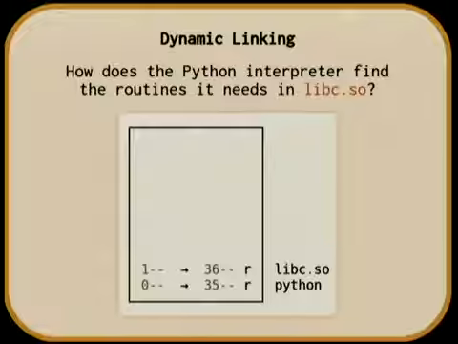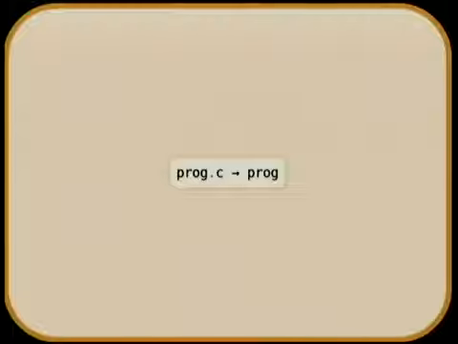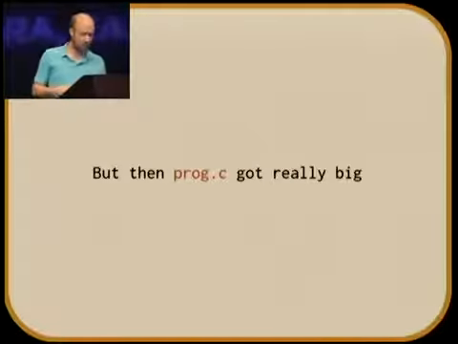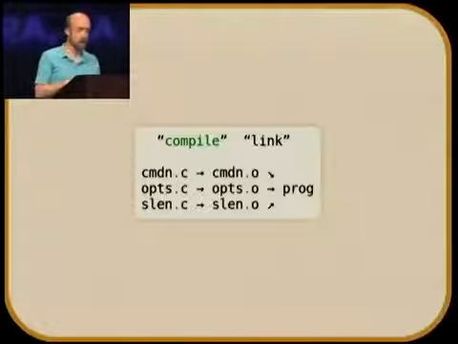How does it find where those are? We will now take a trip back into the old days. In the old days, the very first C program fit into a single file. But then that first program got really big, and it took forever to compile.